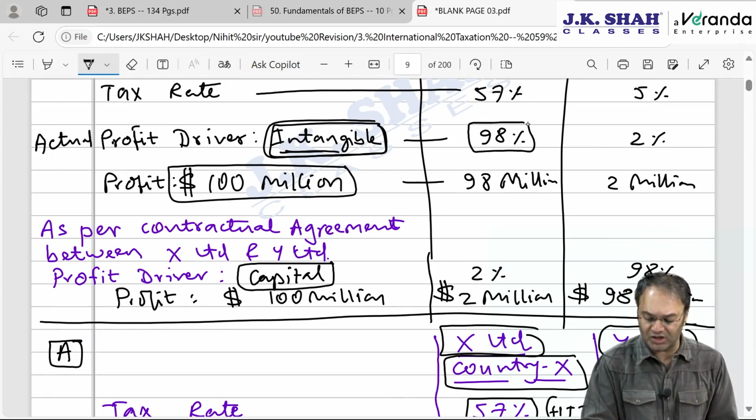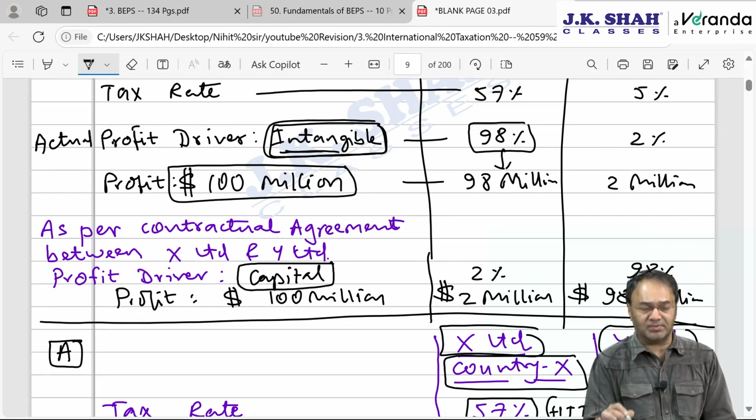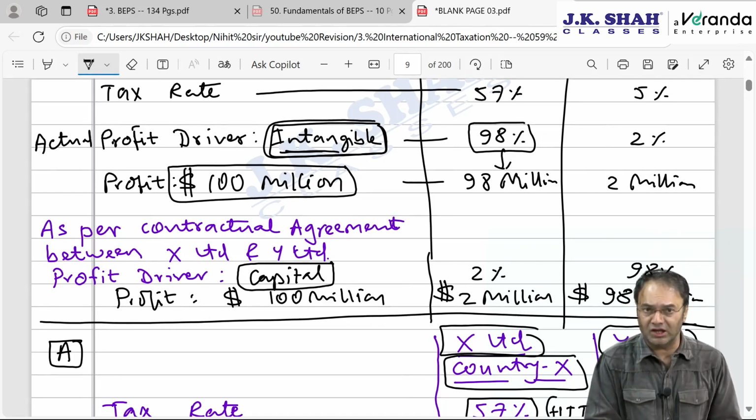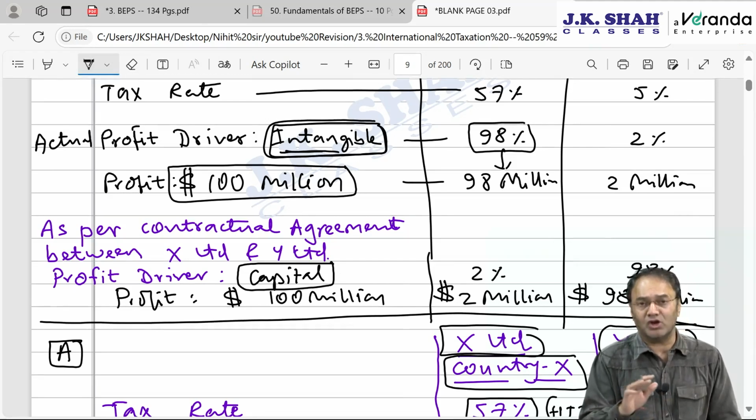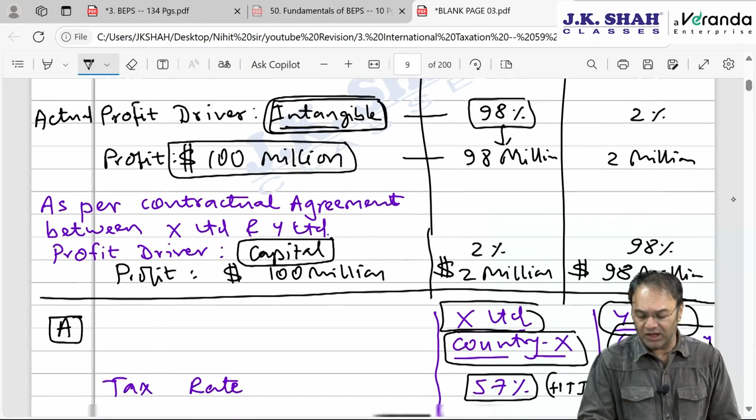98% of the expenditure is incurred in country X, where the tax rate is 57%. Correct profit allocated to this country should have been $98 million. However, as per contractual agreement, they showed that intangible is not the correct profit level indicator. The correct profit level indicator is capital. In fact, profits are not linked with capital, but they did it.